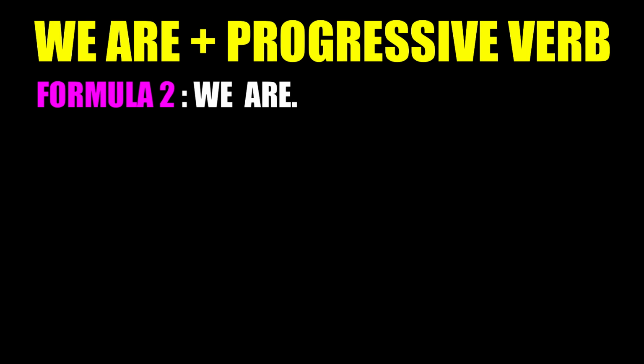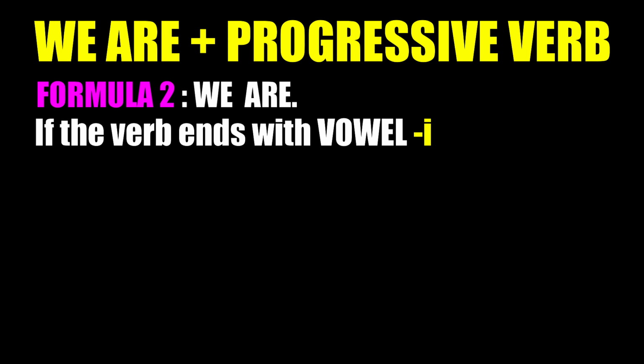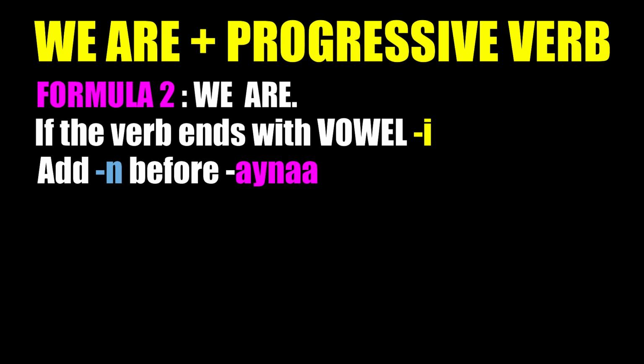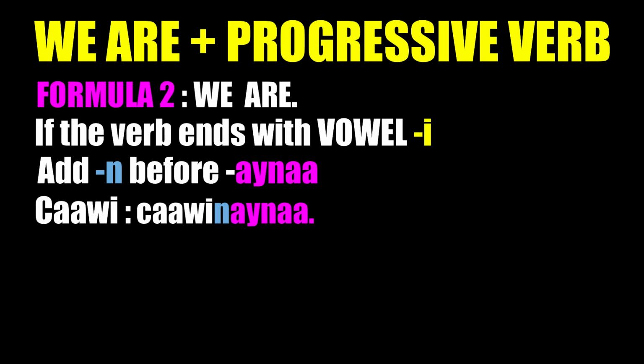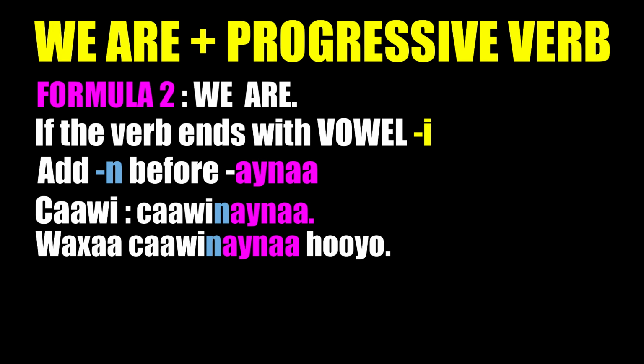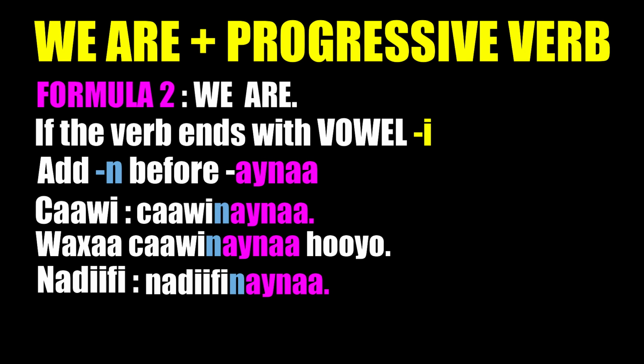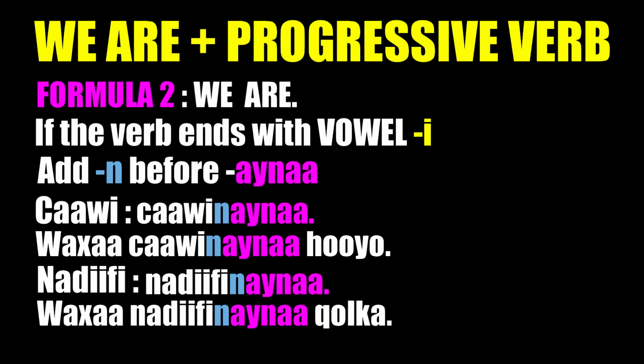Formula or rule 2. If the verb ends with vowel I, we need to add na before we add ayna. For instance, caawinaynaa. Waxaa caawinaynaa hooyo. We are helping mom. Nadiifinaynaa. Waxaa nadiifinaynaa qolka. We're cleaning the room.